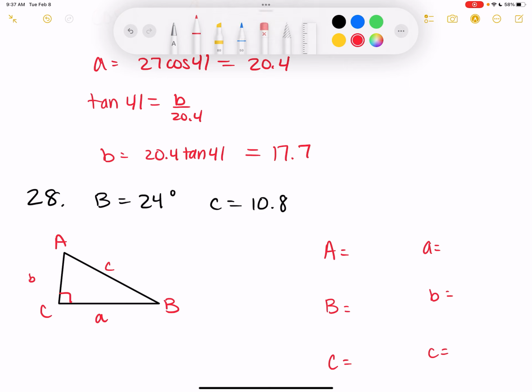Yeah, I could. Okay, so capital B, capital C. C is 10.8. B. The other C is 90 degrees.